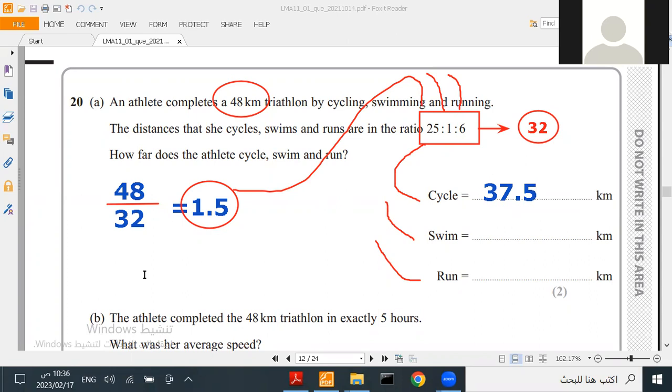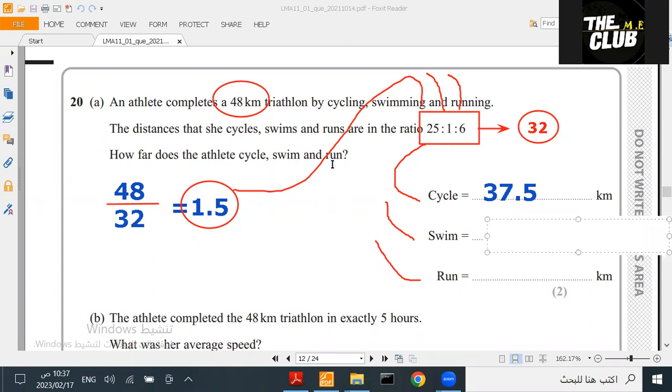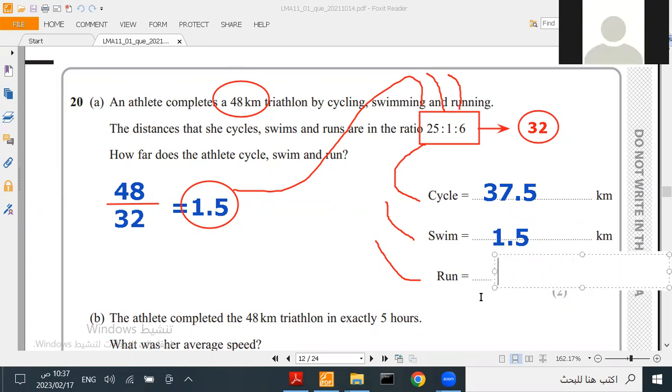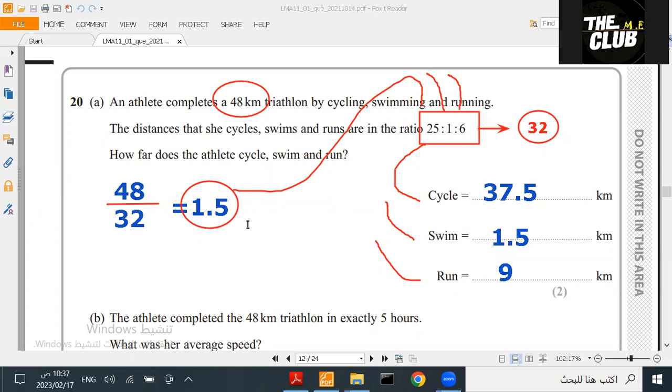So I multiply it and I get this back. And then the swimming: when I multiply 1.5 by 1, it's going to be the same, 1.5. And then I multiply 1.5 by 6, it's going to be 9. That's how you answer a question like this. First we add the ratios, we take the number, we divide the whole distance by this number, and we get a smaller number, which we multiply by each ratio to get each part. Okay, now let's move on to the next question.